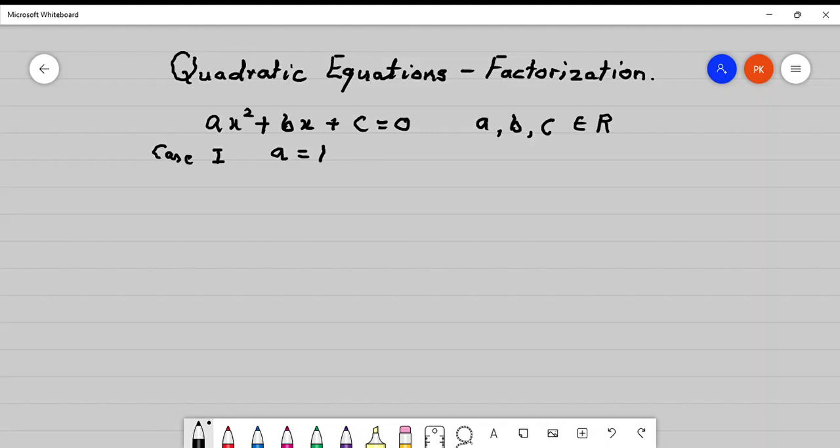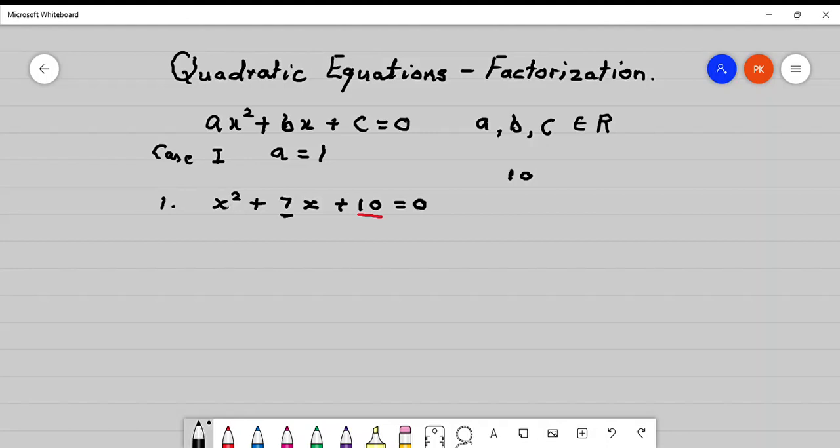Problem number 1. Consider this problem, x square plus 7x plus 10 equal to 0. So whenever you are solving a quadratic equation by the method of factorization, first consider the constant term, that is 10. Now the sign of the constant term is plus. So what you do is find the two factors of 10 such that the sum of the two factors is equal to the coefficient of the middle term. That means here find two factors of 10 such that the sum of the two factors is 7.